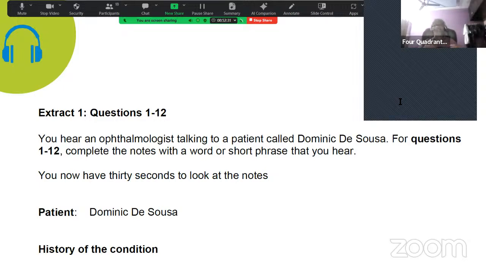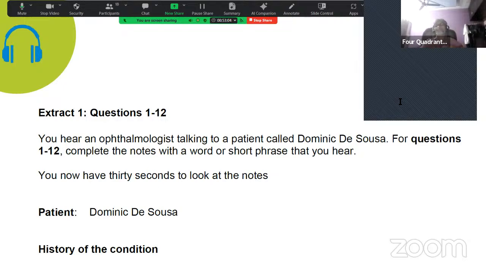Now, Dominic de Sousa is the name of the patient. Okay. So, is the ophthalmologist talking to another medical professional, or to a patient, or to the carer? Who is the receiver in this discussion? Okay. Yeah, he is a patient, not a carer, not a medical professional. Very good. A carer, a patient, a medical professional. You said patient. Very good. That's right. What is the name of this person?